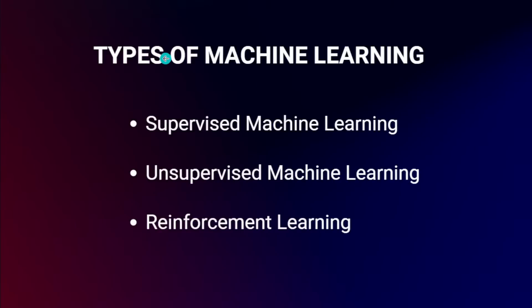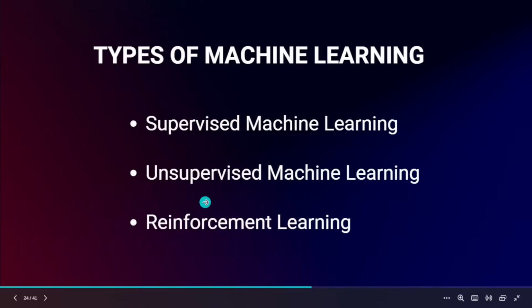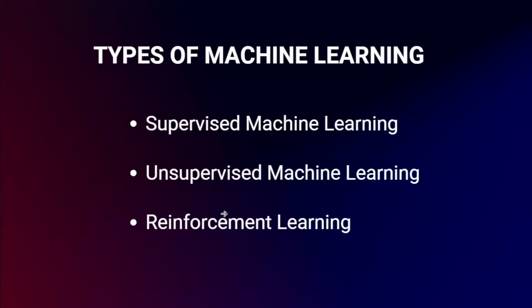And what are the types of machine learning, guys? We'll be having 3 types. One is known as supervised machine learning. The next one is known as unsupervised machine learning, and the third one is known as reinforcement learning. So there are 3 types of machine learning: supervised, unsupervised, and reinforcement.